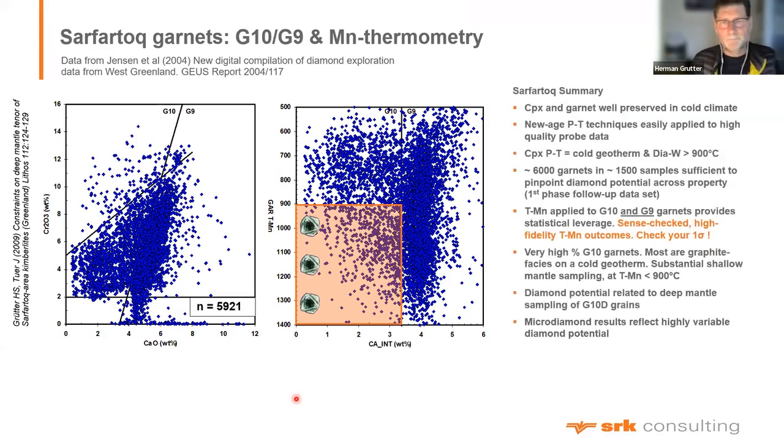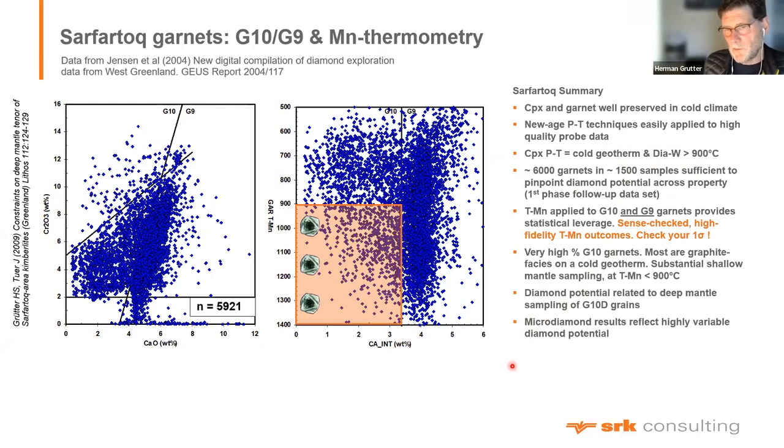So here's a summary. Chrome pyroxene and garnet are well preserved in a cold climate. That helps. These new age pressure temperature techniques are easily applied if you have high quality probe data, and we do. The chrome pyroxene geotherm is quite cold. The diamond window is about 900 degrees centigrade. About 6,000 garnets in 1,500 samples are sufficient to pinpoint the diamond potential across the property. It's like a first phase follow-up data set.